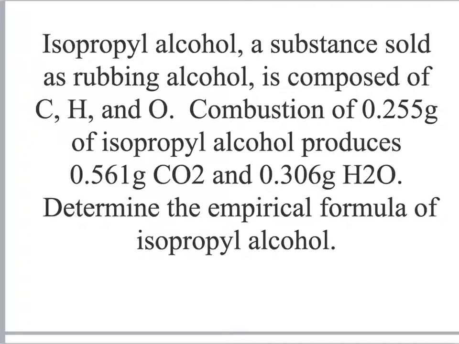So I'm just going to jump into showing you a sample calculation here. It's easier just to work through a problem to show you how this works. So problem here, isopropyl alcohol or rubbing alcohol is composed of carbon, hydrogen, and oxygen. So a 2.55 gram sample of the isopropyl alcohol was combusted and produced 0.561 grams of CO2 and 0.306 grams of water. So determine the empirical formula of the isopropyl alcohol.